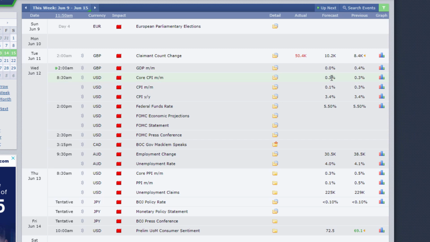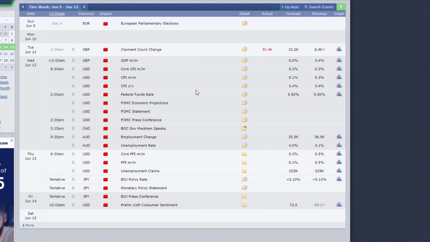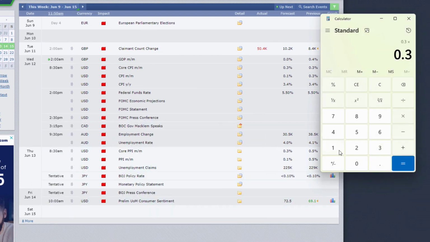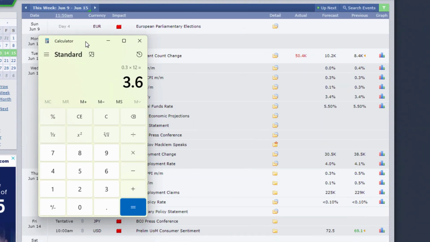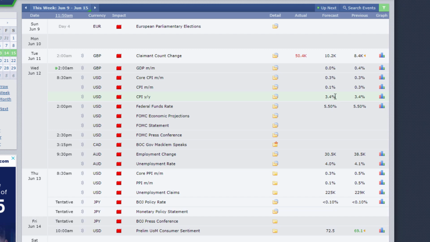Core CPI at 0.3. If we were to annualize a 0.3 number, so these are monthly numbers, 0.3 times 12, and you're at 3.6. Now, what's the problem there? Well, again, at 3.4%, the Fed's target is a 2% annualized inflation number. And at 3.4, 3.6, these types of numbers, you're 1.5% above their target, their goal, their mandate is price stability. And they really screwed up price stability. They screwed up inflation the first time around.